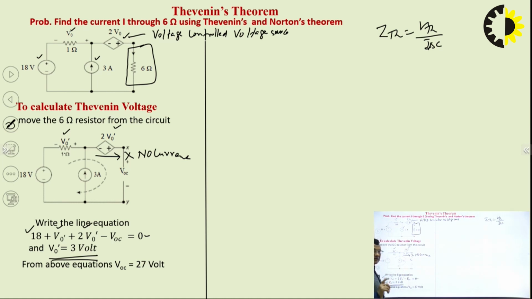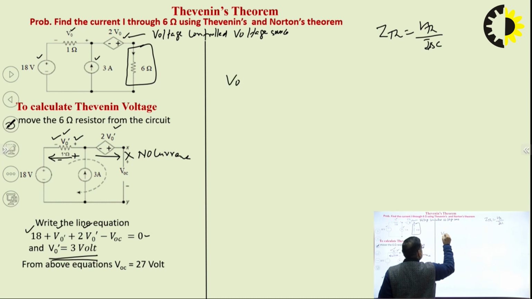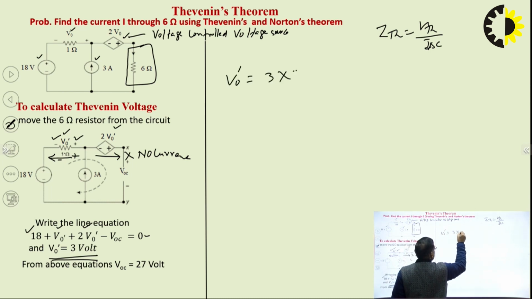So this 3 ampere current will flow through this branch. The polarity of this V0 dash is minus here and plus here, and for the current direction it will be plus and minus. So it is supporting the polarity of the voltage source. So 3 ampere current will flow through this 1 ohm impedance. So V0 dash is 3 into 1, so it is 3 volt. Okay.